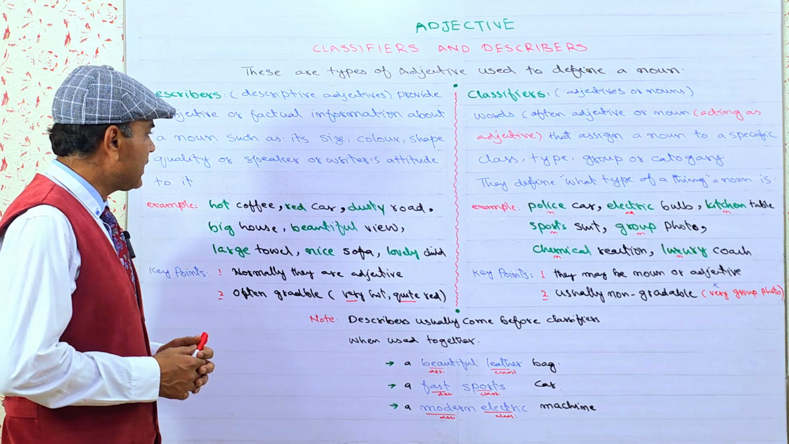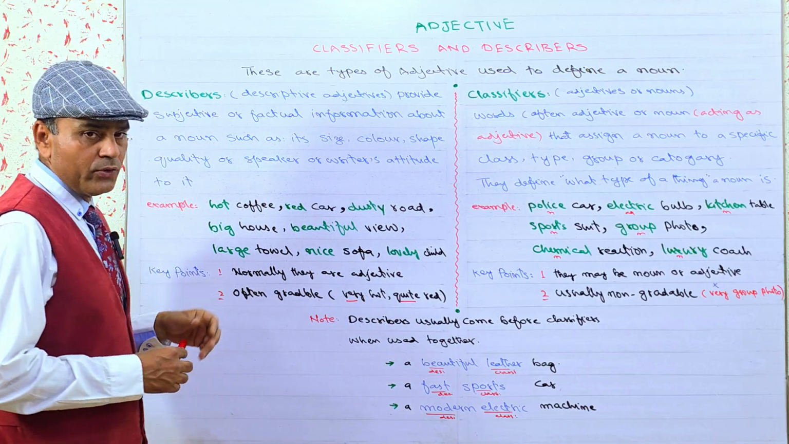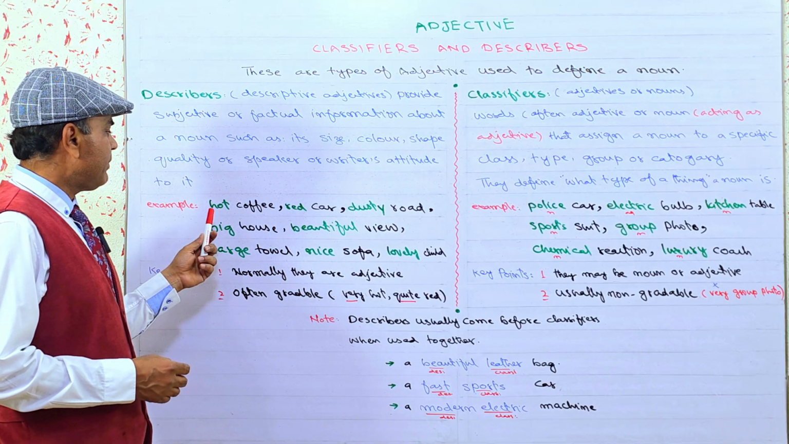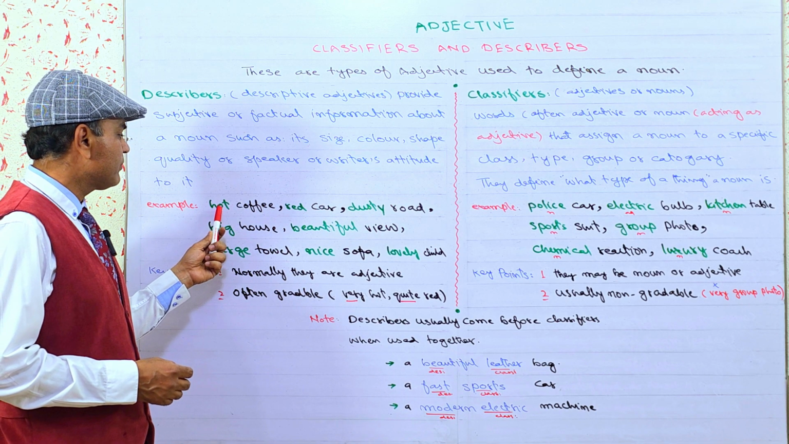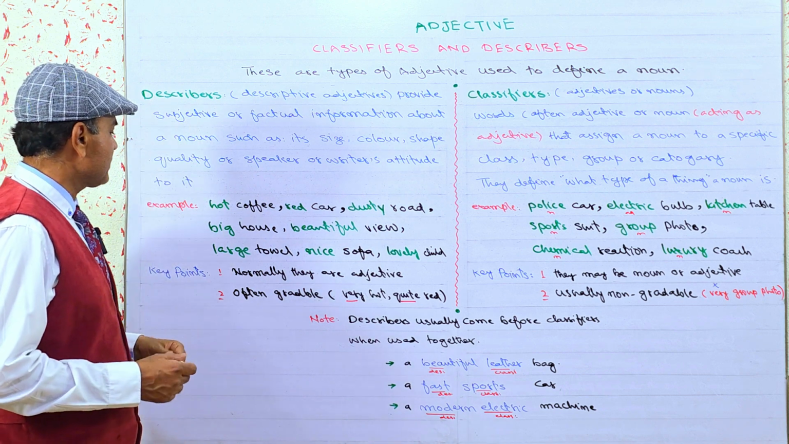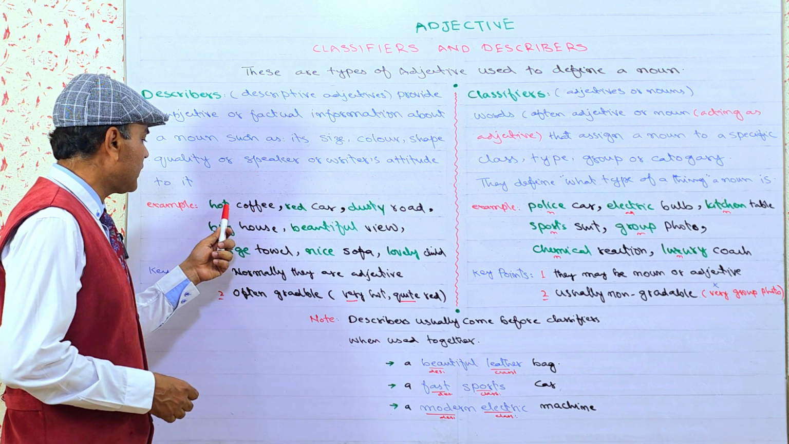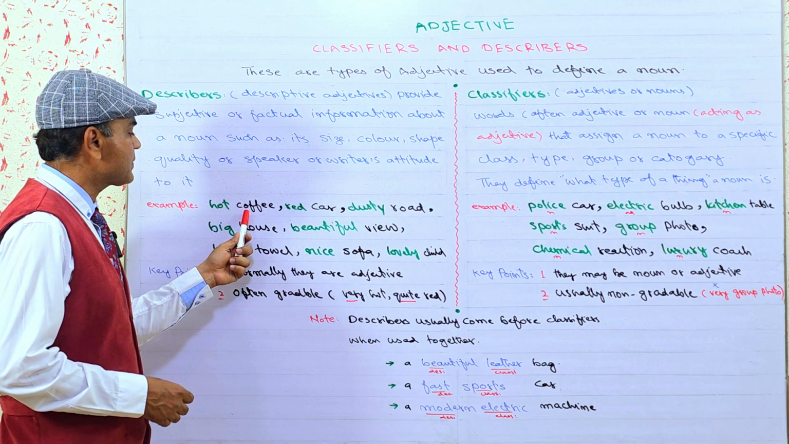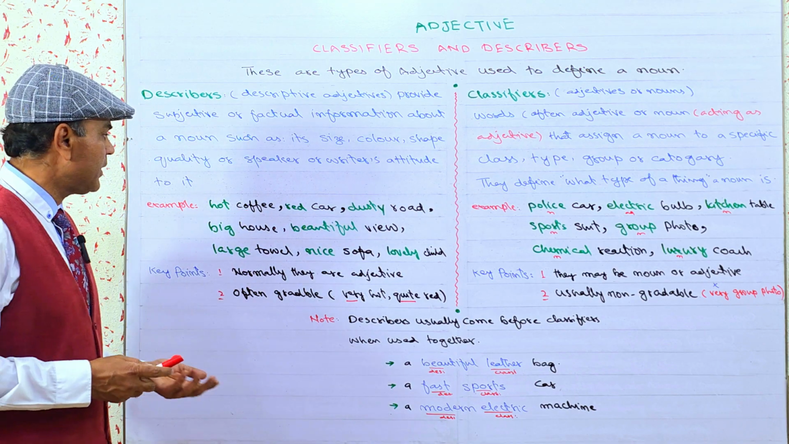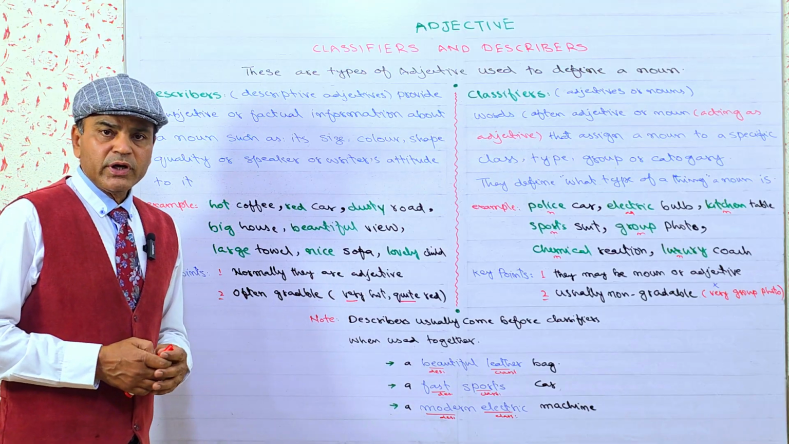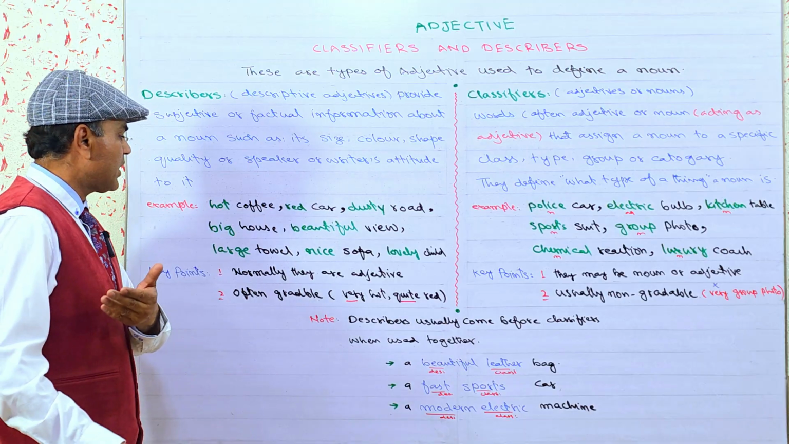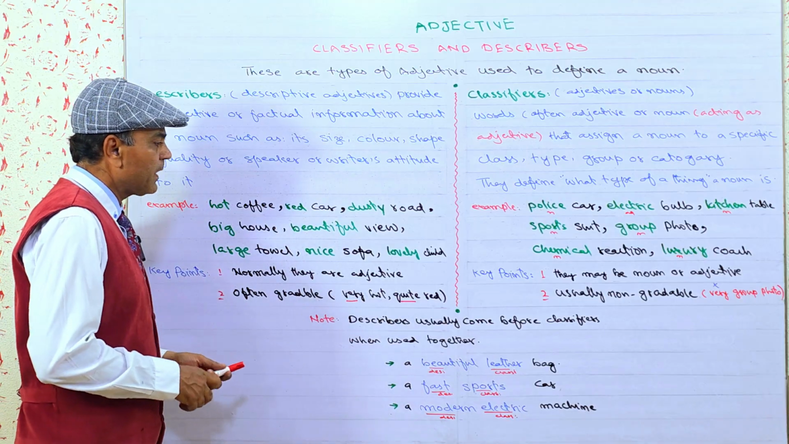Let us understand this whole scenario through some examples. Example number one is hot coffee. The green words are describers. So hot here describes coffee. To me it is hot. Some people drink very hot coffee. To them it is normal, and for others maybe not.